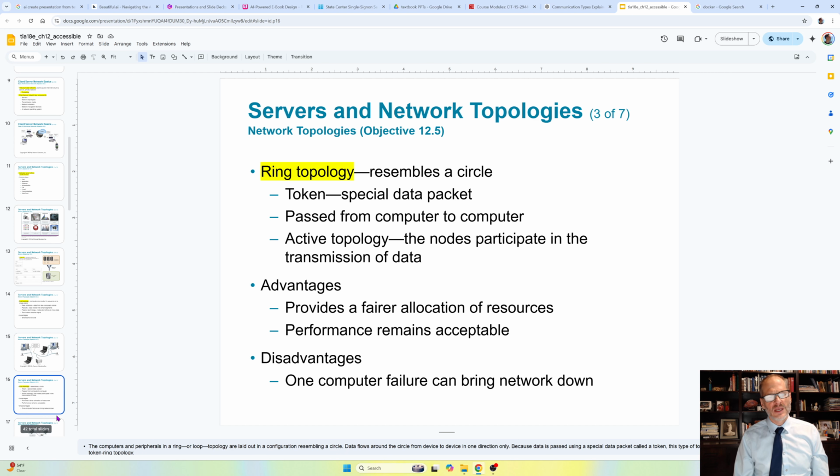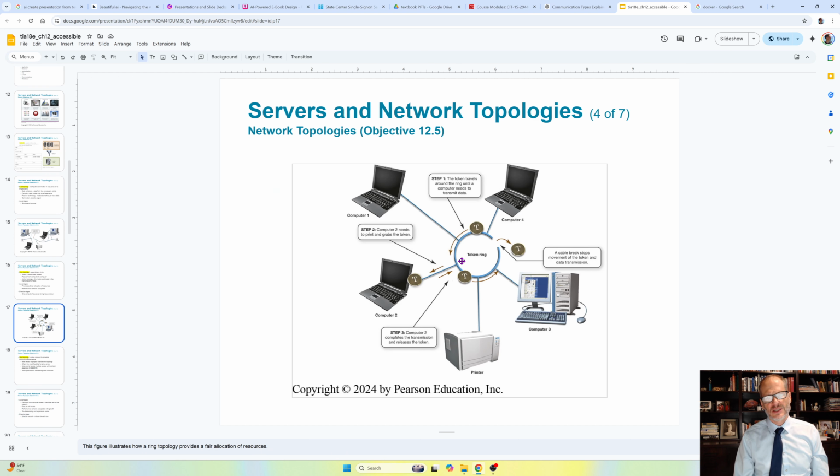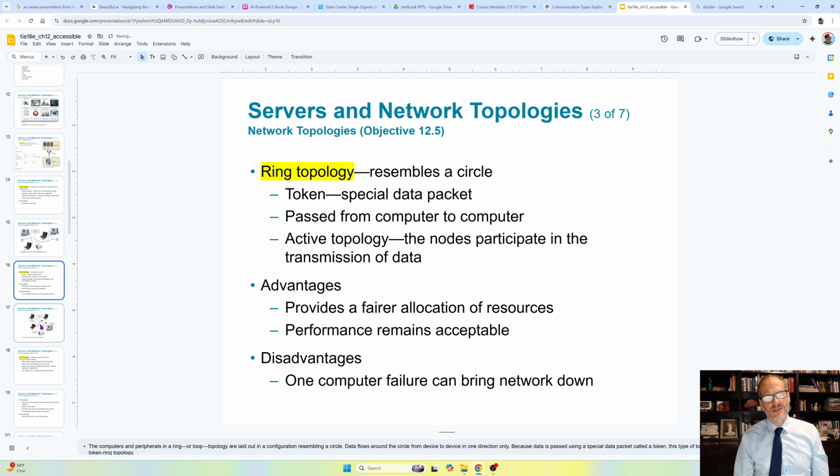And then we have ring topology, and ring topology looks like this. You have everything connected to a ring. And if it gets broken, well, data could still go this way and the network could stay up. Here are the advantages and disadvantages of a ring.